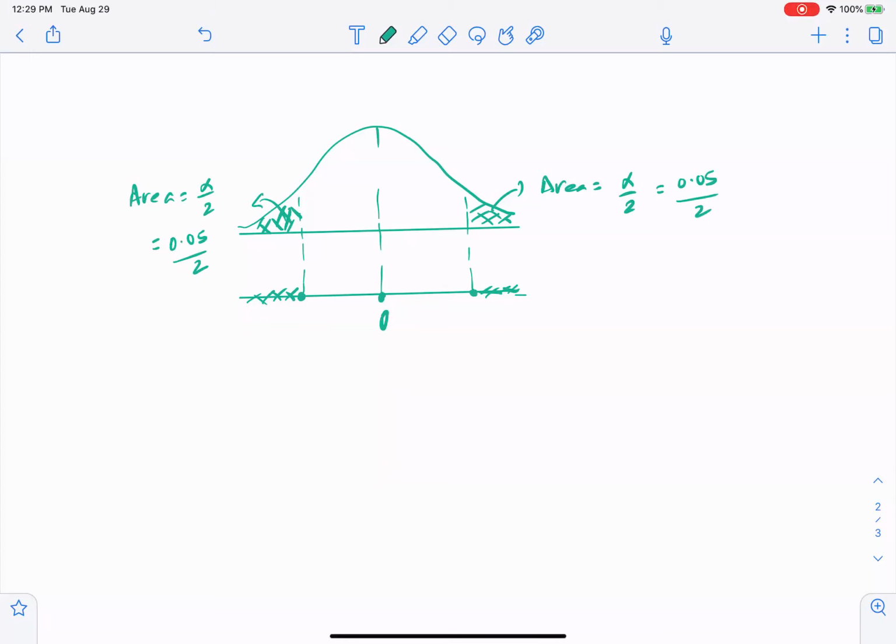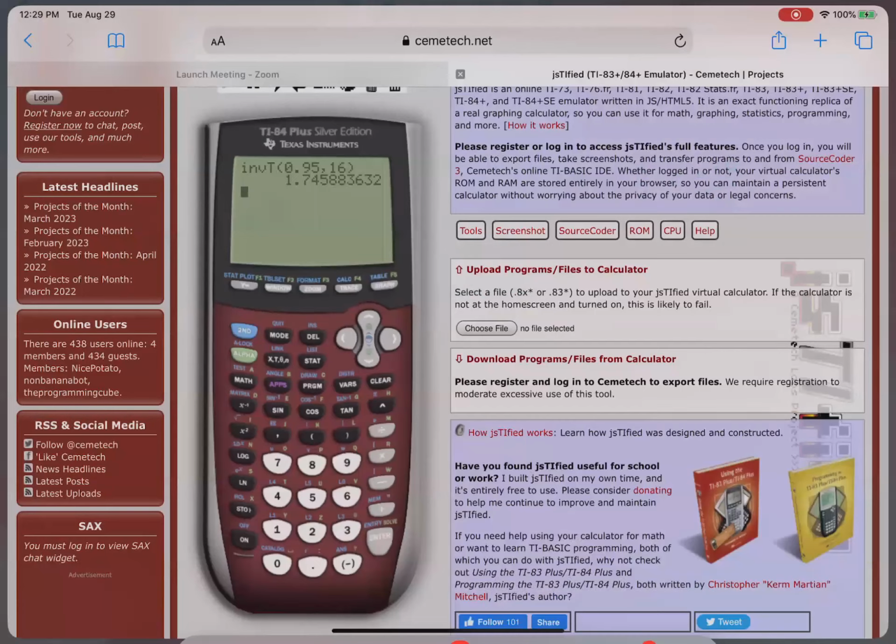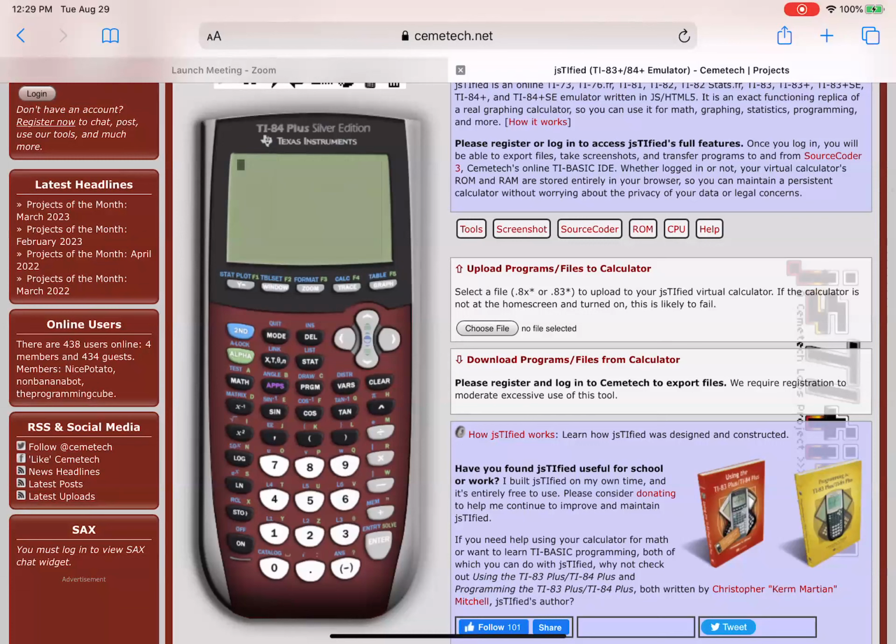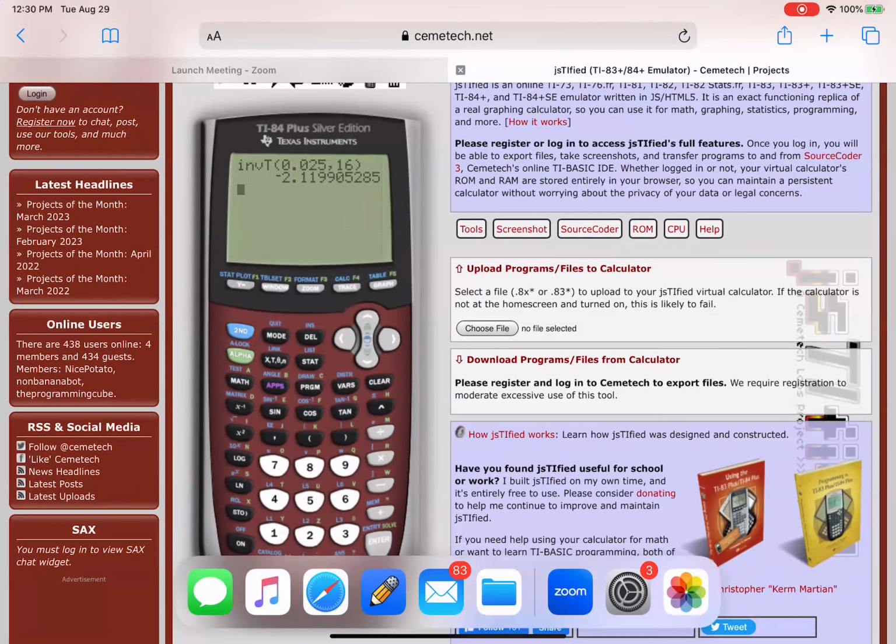The rest is easy. We know the area to the left. We simply have to find critical value using inverse t. So back to the calculator. I'm sticking to the left. Easier. So second vars, option 4, 0.025, comma 16. Enter. Negative 2.12. Or if you want, you could have it as 2.119, but I can round in this case.